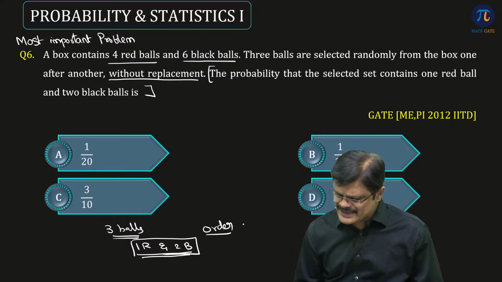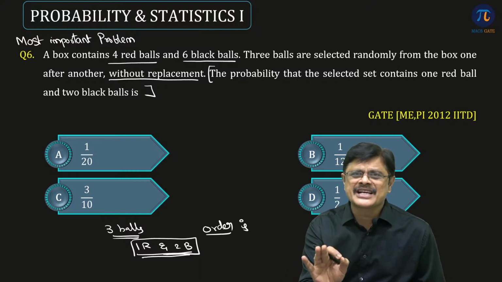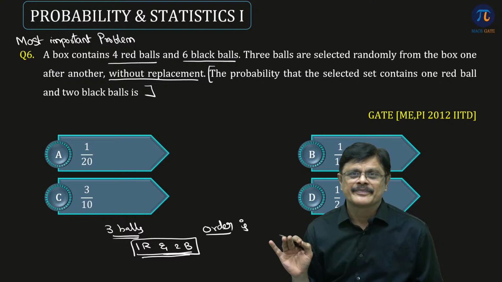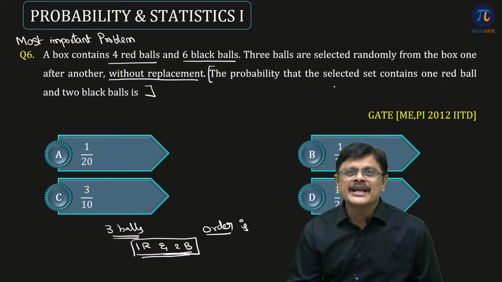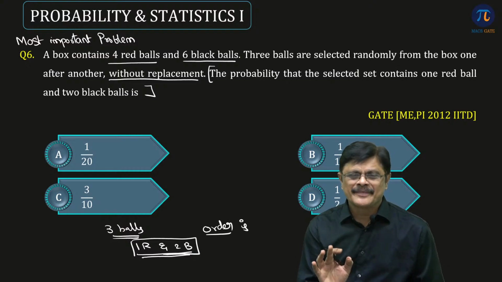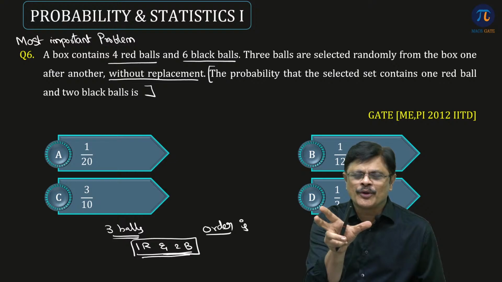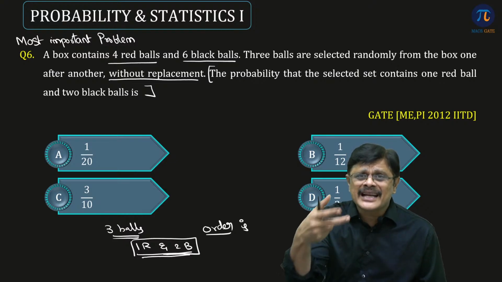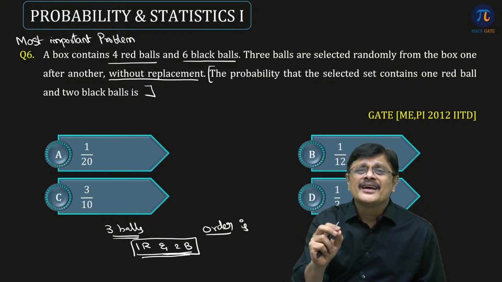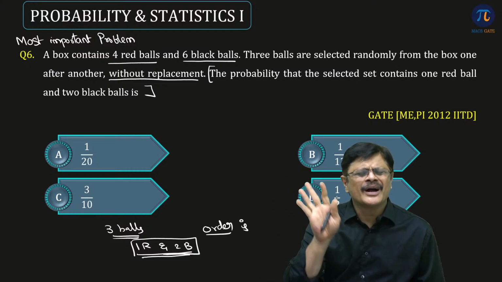Is order mentioned or not? Just try to understand, this is a very important concept. The probability of the selected set which you are looking for, whatever set you are talking about, is it an ordered selection or is order not mentioned? Try to understand that.